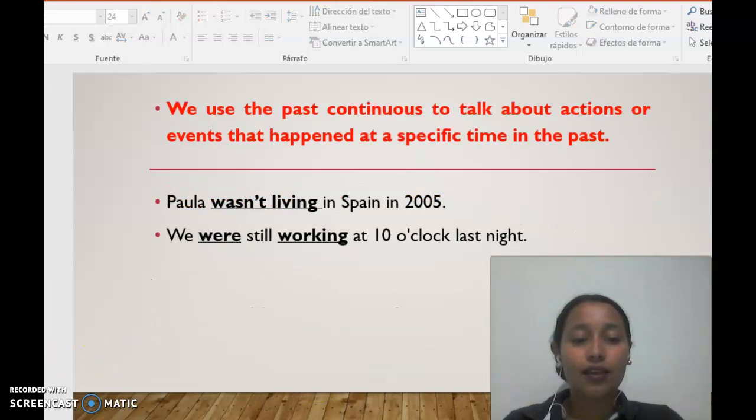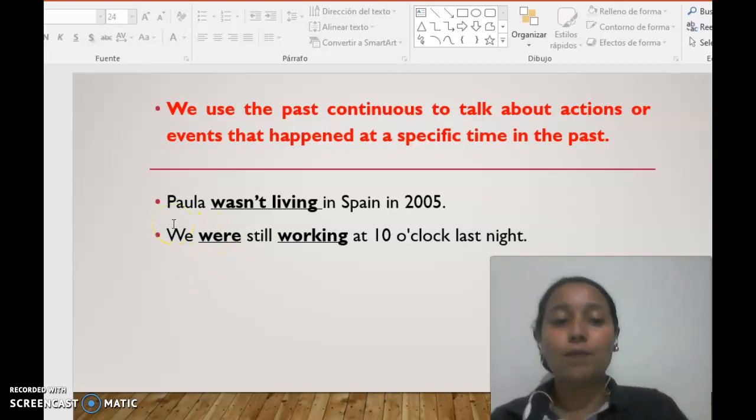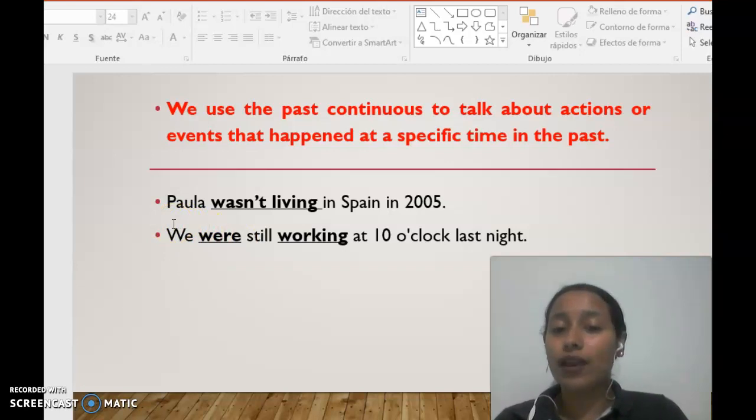Okay, guys. The other use of the past progressive says that we use the past continuous, or the past progressive, it is the same, to talk about actions or events that happen at a specific time in the past. So those examples are very, very simple. It says, Paula wasn't living in Spain in 2005. And the other, we were still working at 10 o'clock last night.